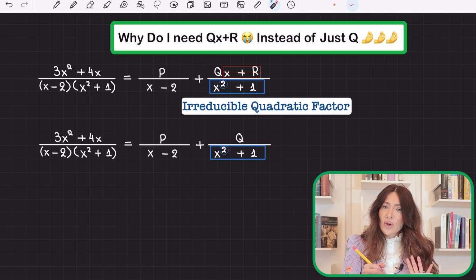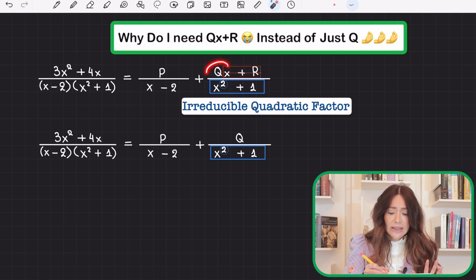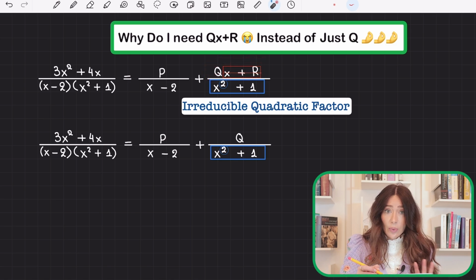So we're just going to go with a wrong assumption. We're going to assume that you don't need 1 degree less polynomial in the denominator. You do, but we're going to go with a wrong assumption that you don't need that. We're just going to put a number there, okay? We're just going to put Q there. That's what you do when you have a linear factor. That's what we're going to do when you have a quadratic factor, okay?